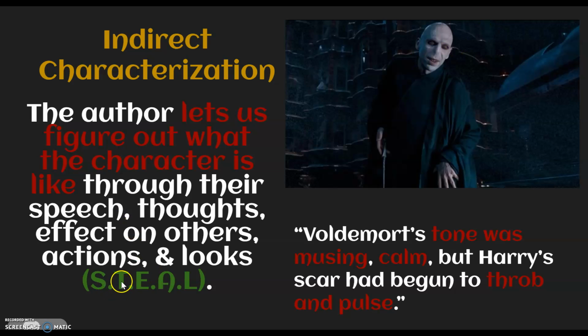So if we're using STEAL, Voldemort's tone was musing and calm. So that's Voldemort's speech. His tone, musing and calm. But his effect on Harry made his scar throb and pulse. Okay, so that's the S and the E in STEAL.